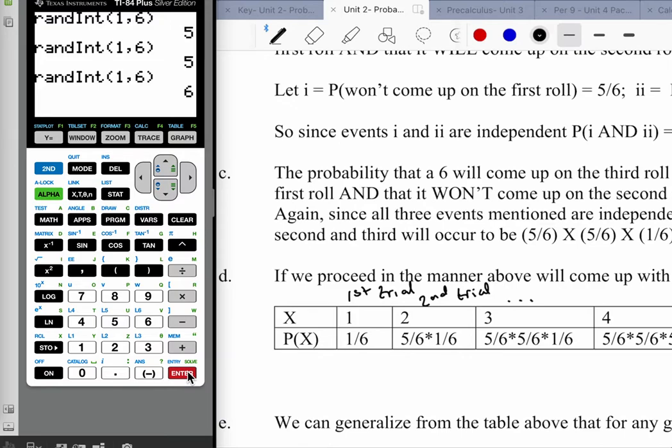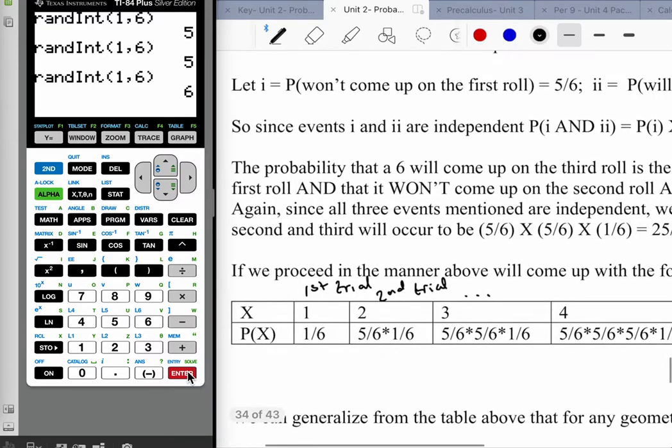All right. So it would be a 1 in 6 probability. My first 6 coming up on the second trial would mean that I got something other than a 6 on the first trial, which would give us 5 out of 6 times 1 out of 6. For 3 trials, the 6 coming up on the third trial means I got something other than 6 on the first 2 trials, and so on from there.